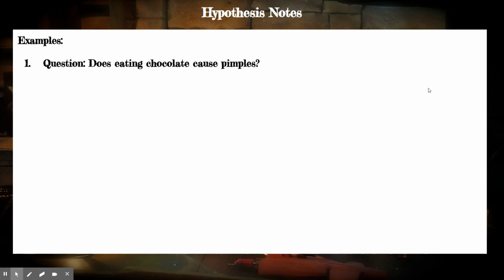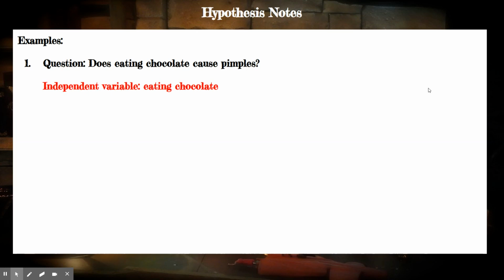First, we're going to have a question. Based off of this question, we're probably observing if we're getting any pimples, and we're thinking about things we eat a lot. Well, if I'm eating chocolate and I'm getting pimples, does eating chocolate cause pimples? Hopefully you see how we came up with that question by observing something simple, as simple as if we're getting pimples or not.